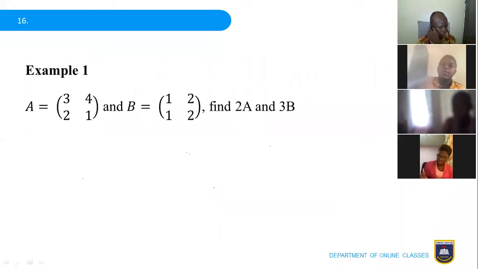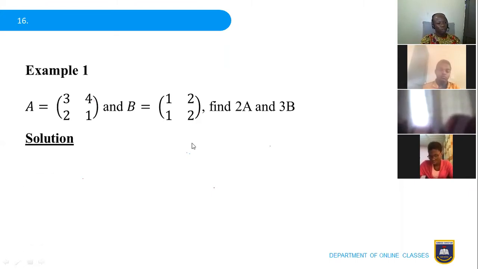Yes, sir. Okay. And b equal to 1212. Find 2a and 3b. Now, your 2 is the scalar. That's if you pick the 2a. Your 2 is a scalar multiplying the matrix A.